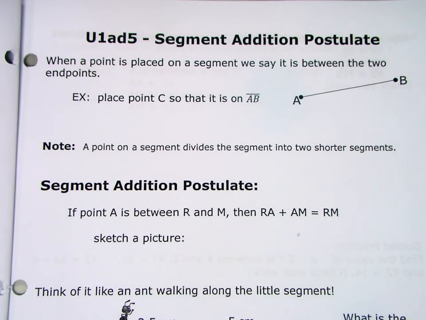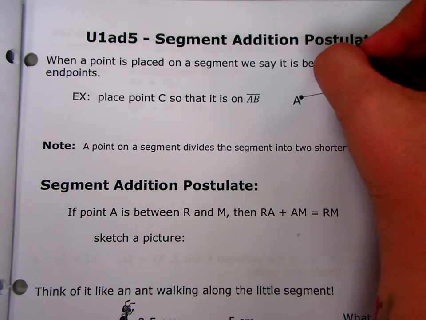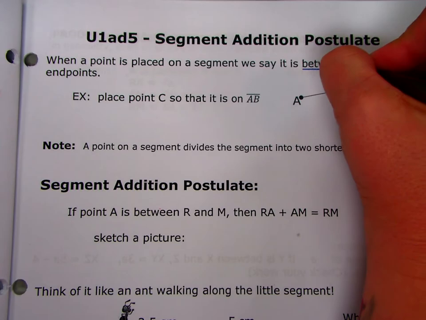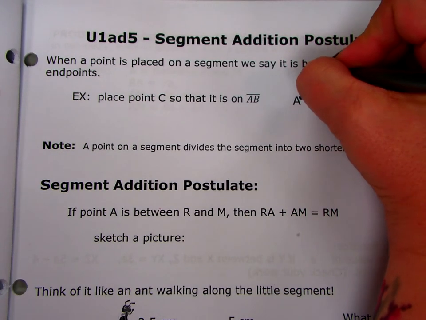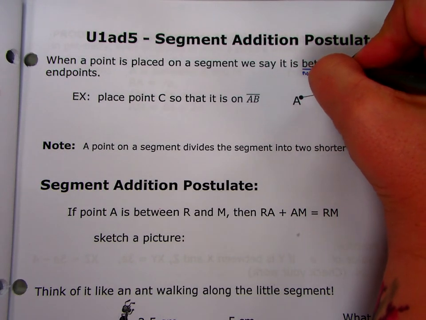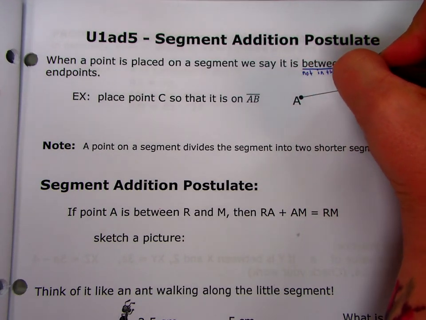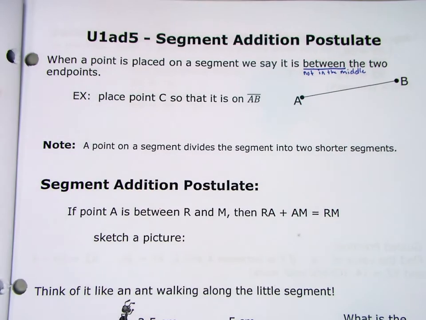When a point is placed on a segment, we say it's between the two endpoints. We talked about the word between a little bit yesterday. Does between mean it has to be right exactly in the middle? No. Remember, if I'm standing somewhere in this room, I can say I'm between the walls of this room. That doesn't mean I'm exactly in the middle of the room, right? So between does not have to be in the middle. It can be in the middle, but it doesn't have to be. So when you see that word between, it doesn't have to be in the middle.